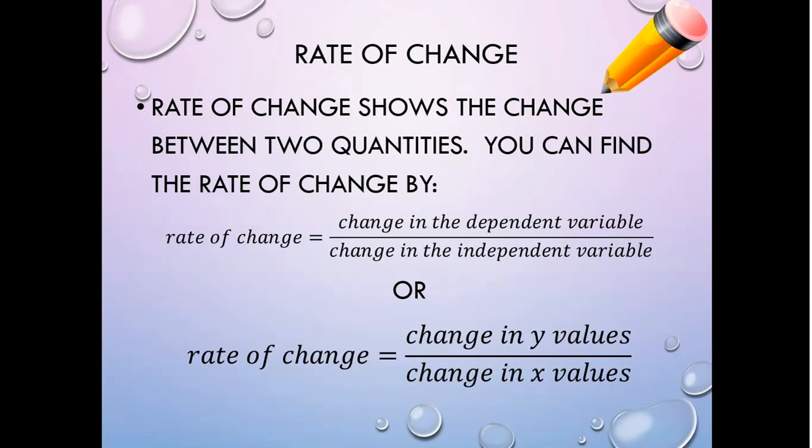So how do you find a rate of change? And basically, what is a rate of change? Well, a rate of change shows the change between two quantities. You can find the rate of change by finding the change over the dependent variable over the change in the independent variable. Basically what this means, change in y over change in x. So basically subtract the two y values over subtract the two x values.